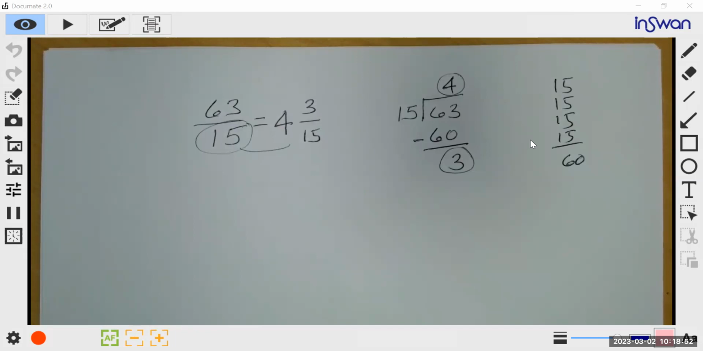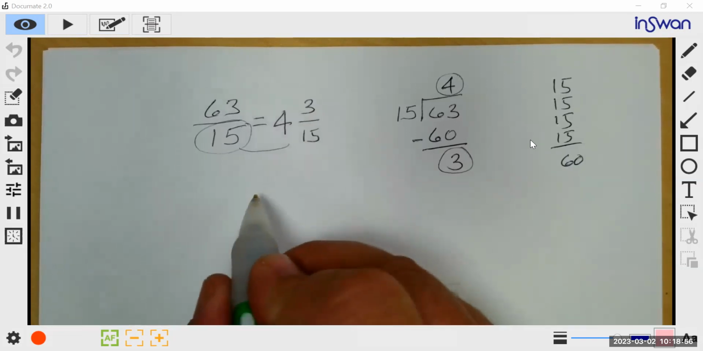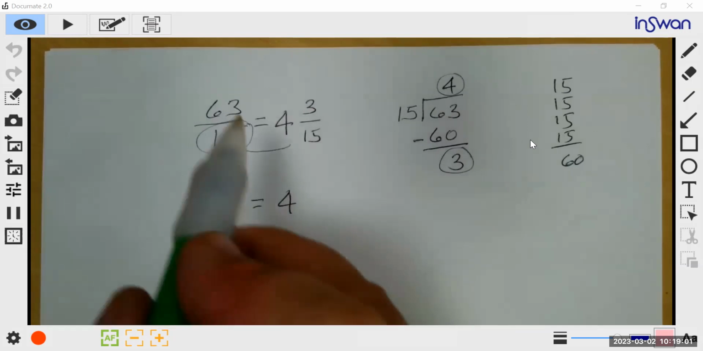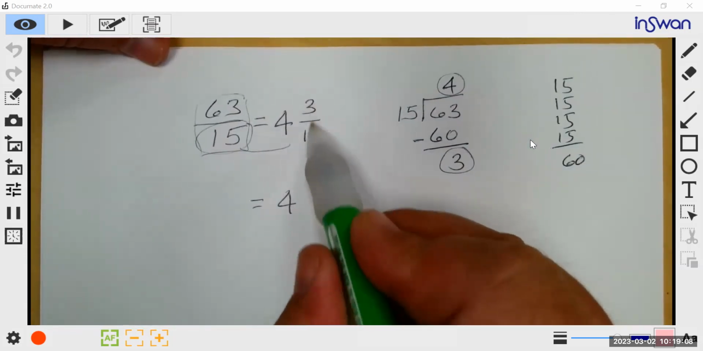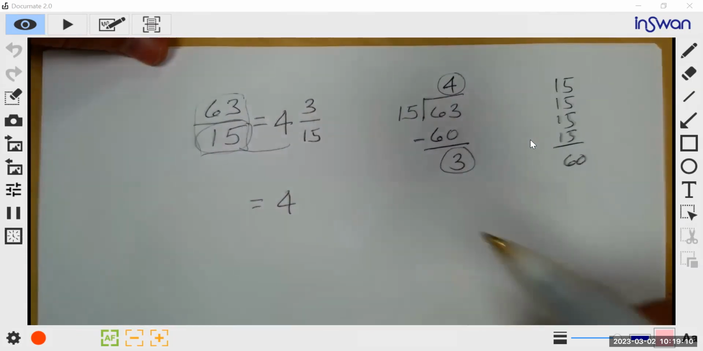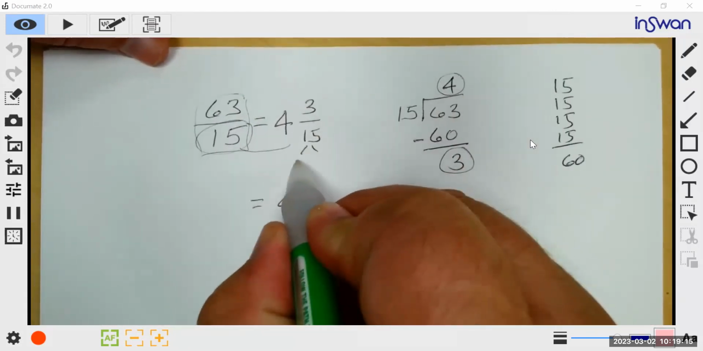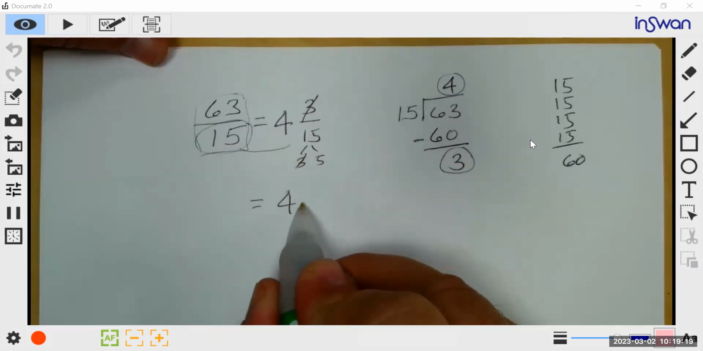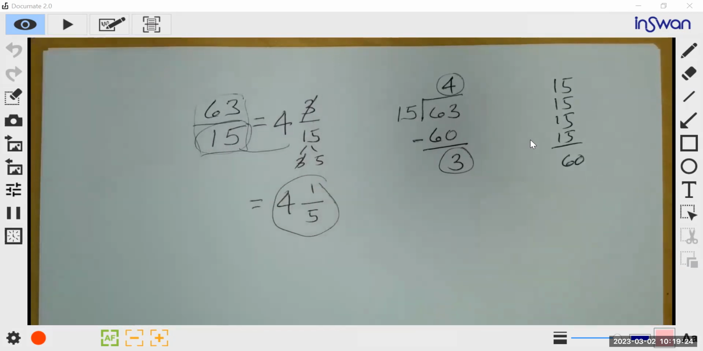Are we finished? No, because this can be simplified. Take it as far as you can, because we could have simplified this one. I'll show you that one. What number do they have in common? Well, it has to be 3, because 3 is a prime number. 15 is made up of 3 times 5. So the threes cancel, leaving us with what? 1/5. And there's your final answer.